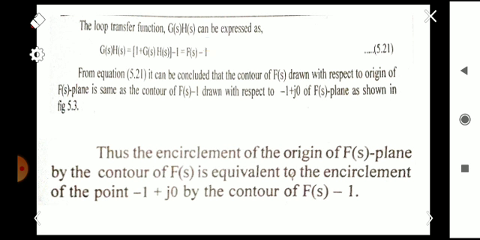that G(s)H(s) is expressed as F(s) - 1. So it can be concluded that the contour of F(s) drawn with respect to the origin, as in the previous cases, of the F(s) plane is the same as the contour of F(s) - 1 drawn with respect to -1 + j0 of the F(s) plane. Thus the encirclement of the origin of the F(s) plane by the contour of F(s) is equivalent to the encirclement of the point -1 + j0 by the contour F(s) - 1.